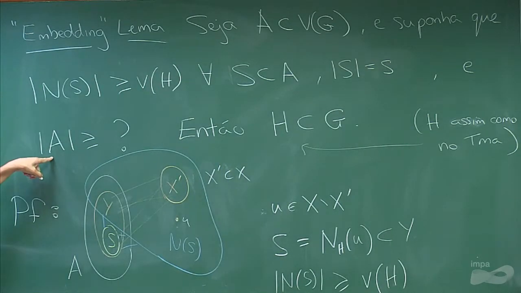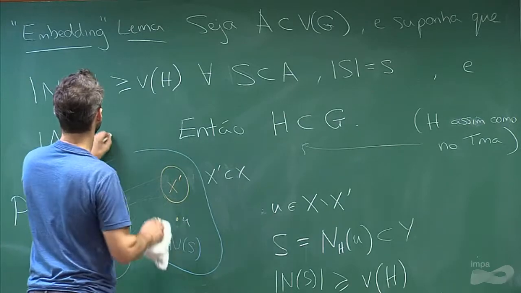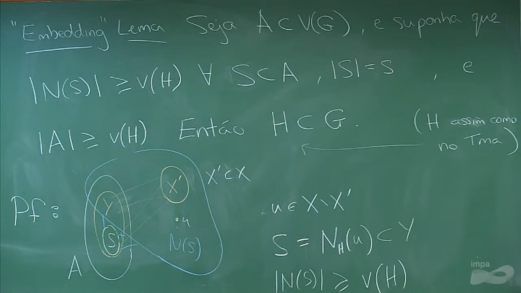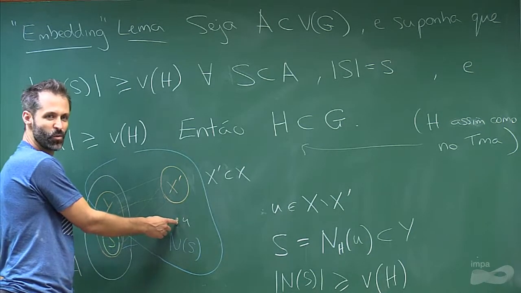And how large do we want A to be? Just the size of Y, which, okay, let's say the size of H is also good. Right? Approved. So we just greedily pick each time, one by one.